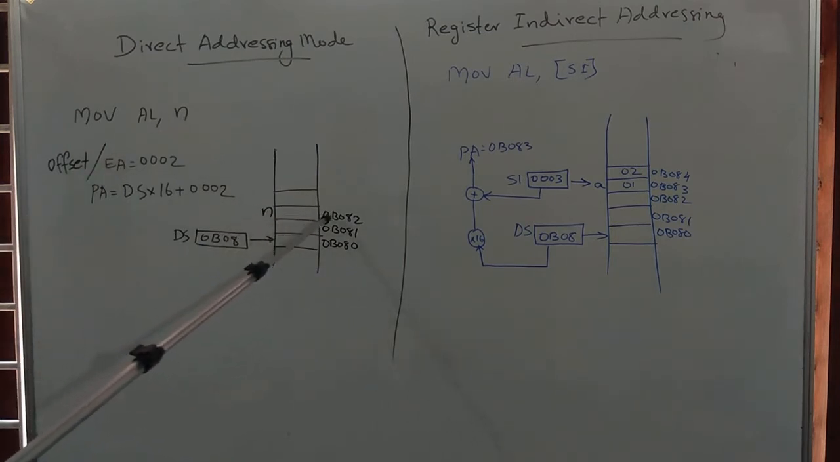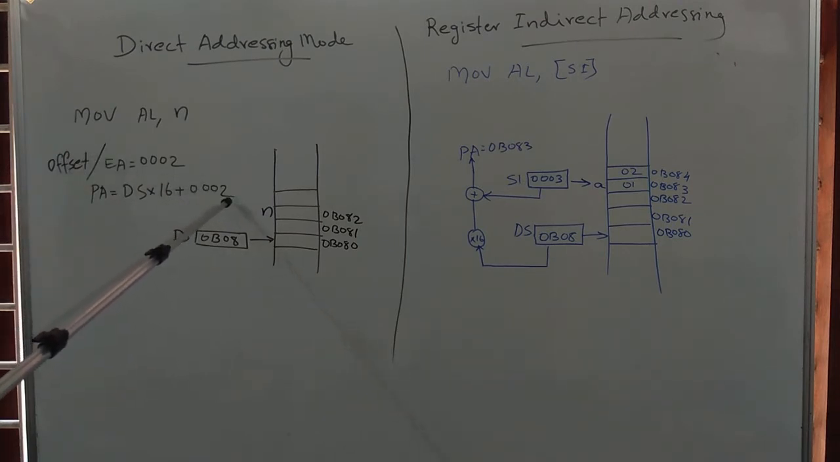Address of N is 0B082. See the data segment register, it carries 0B08. The effective address or offset is 0002. The physical address calculation is DS register content into 16 plus the offset 0002. That will give 0B082.